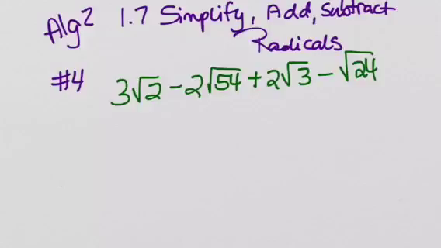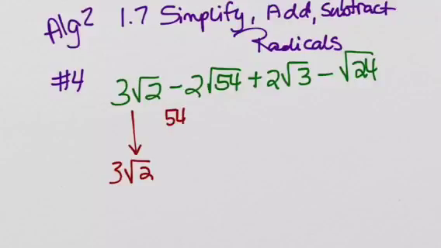Okay, so right off the bat, it doesn't look like any of these match, because I have 3 square roots of 2, then I have 2 square roots of 54, and then I have 2 square roots of 3, and then a square root of 24. So right off the bat, it doesn't look like I have any like terms, but I need to break these down a little bit. So I get 3 square root 2 from this guy. I can't pull any pairs out of the square root part.